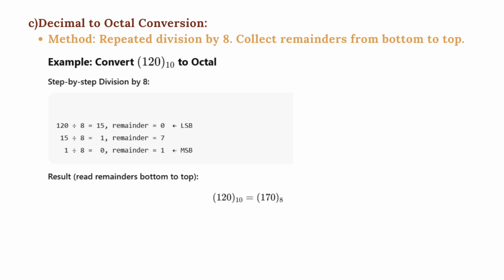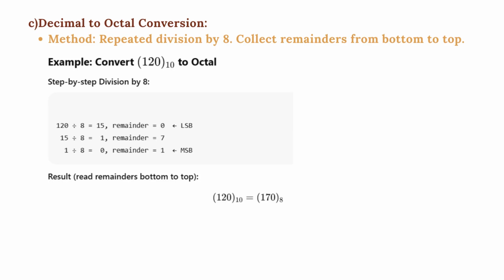Next conversion is decimal to octal conversion. Repeated division by 8. Collect remainders from the bottom to top. For example, convert 120 to octal. Step by step division by 8 as shown in the figure.